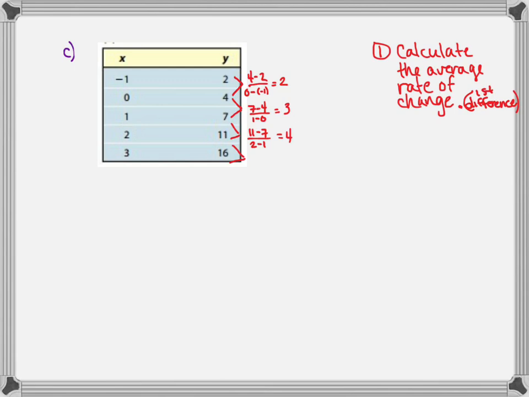And 16 minus 11 over 3 minus 2, which is 5. These are not the same, so this is not linear.